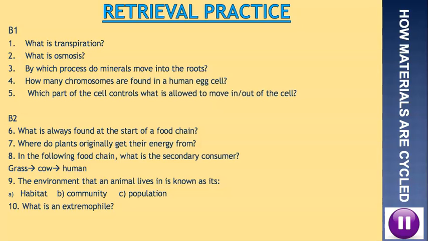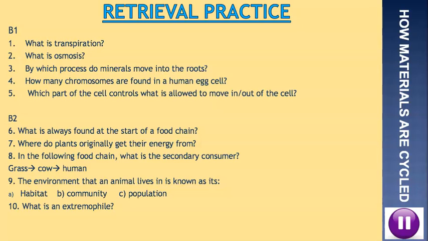So number 1, transpiration is the loss of water from the leaves. If we're being really specific, we would say through the stomata. Number 2, what is osmosis? Osmosis is the movement of water molecules from an area of high concentration to an area of low concentration through a partially permeable membrane. So that's where water moves from where there's lots of water molecules to where there is less water molecules.